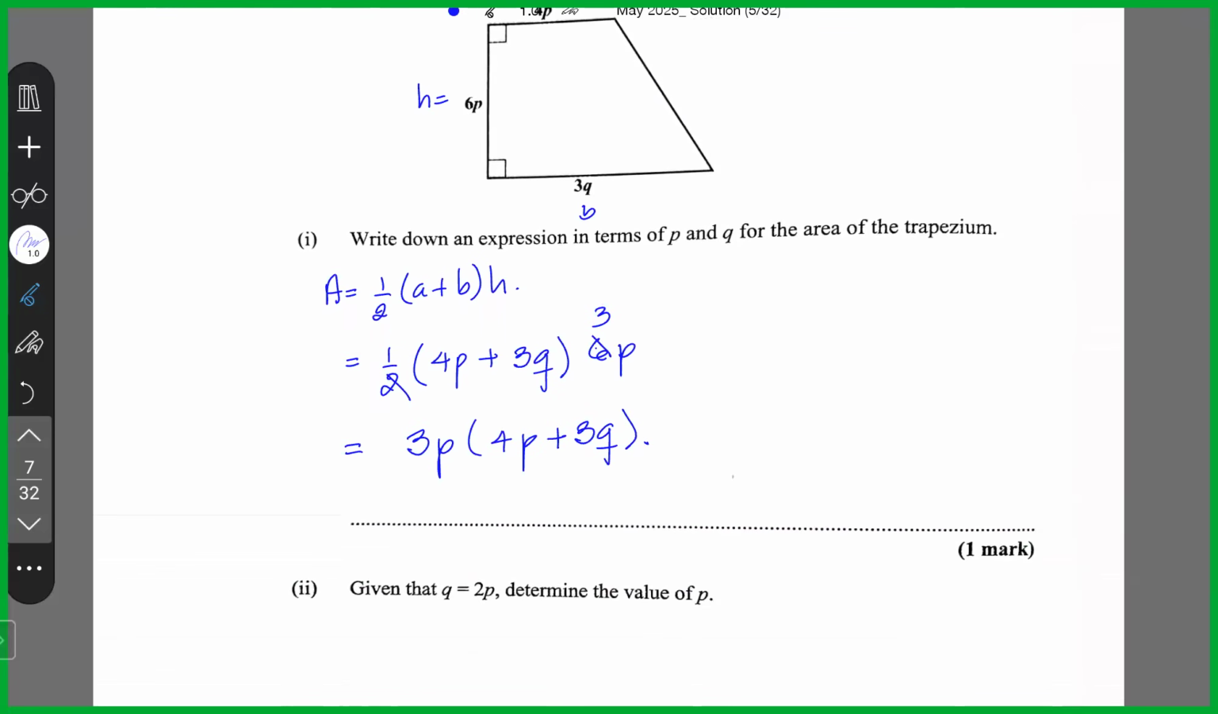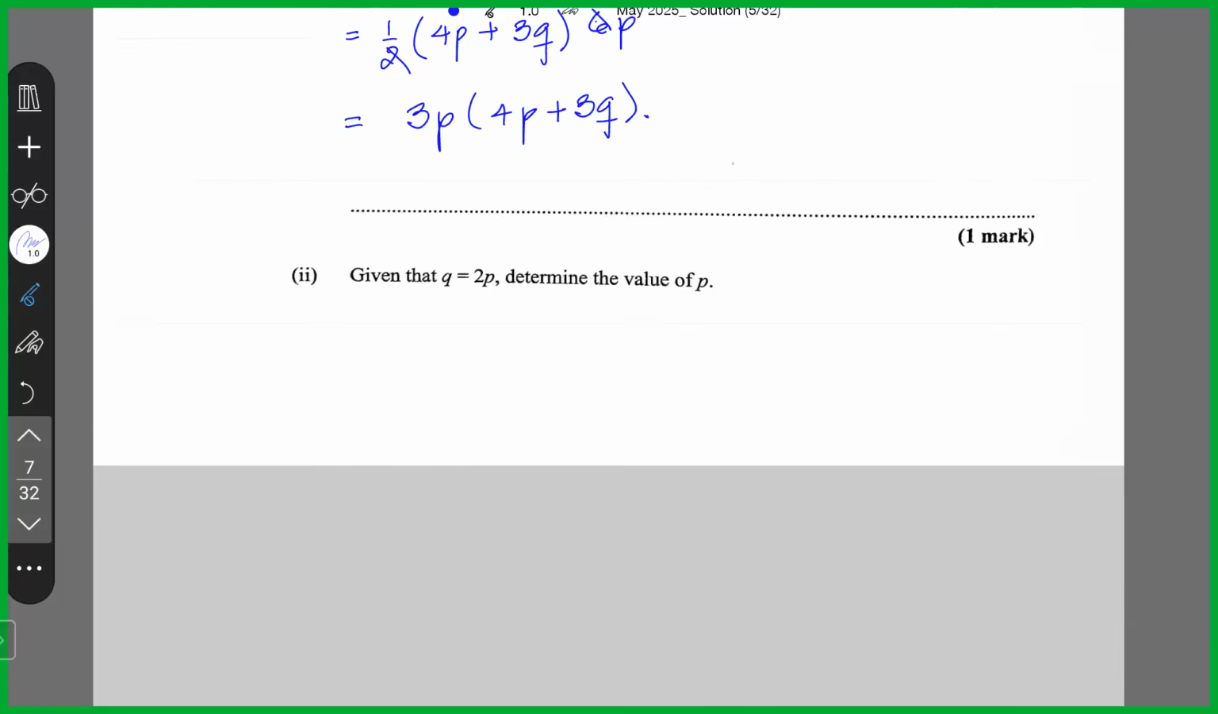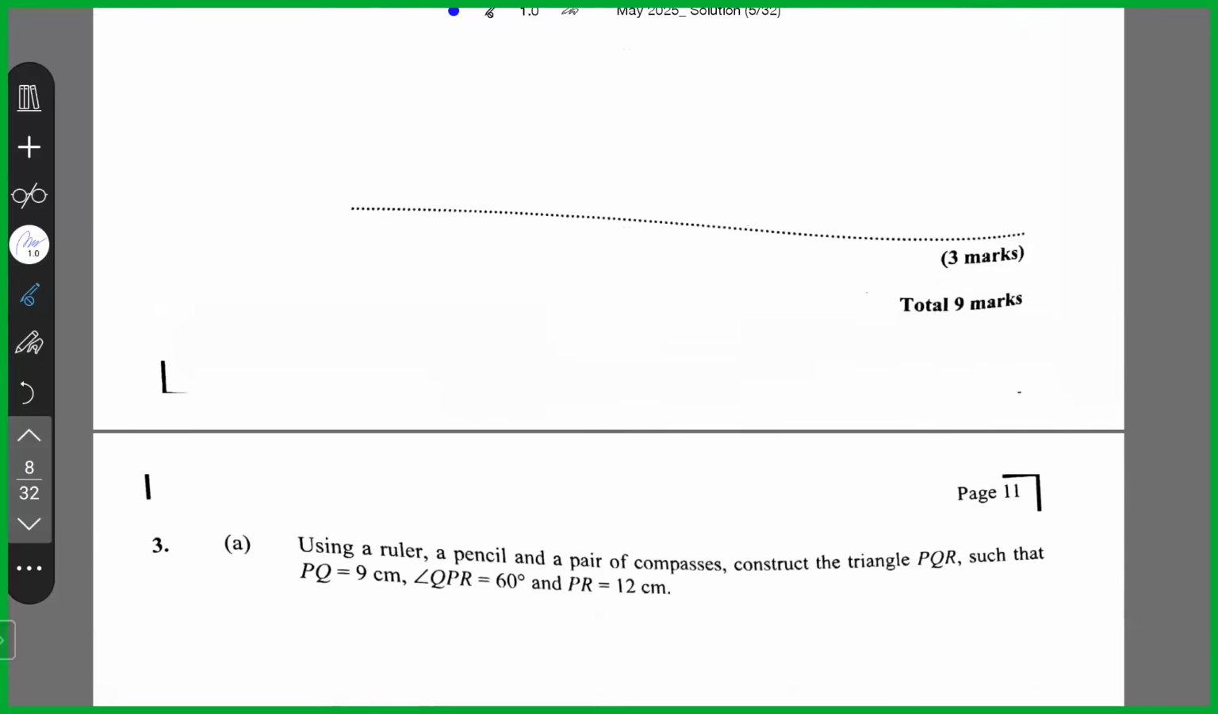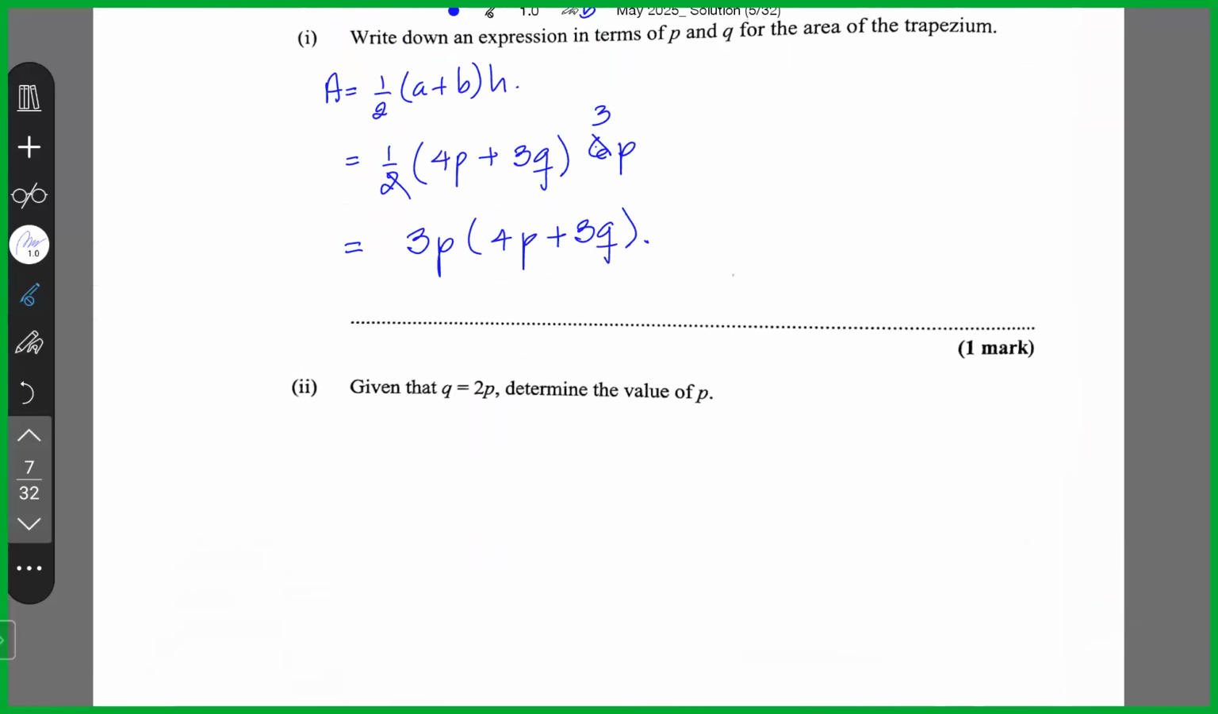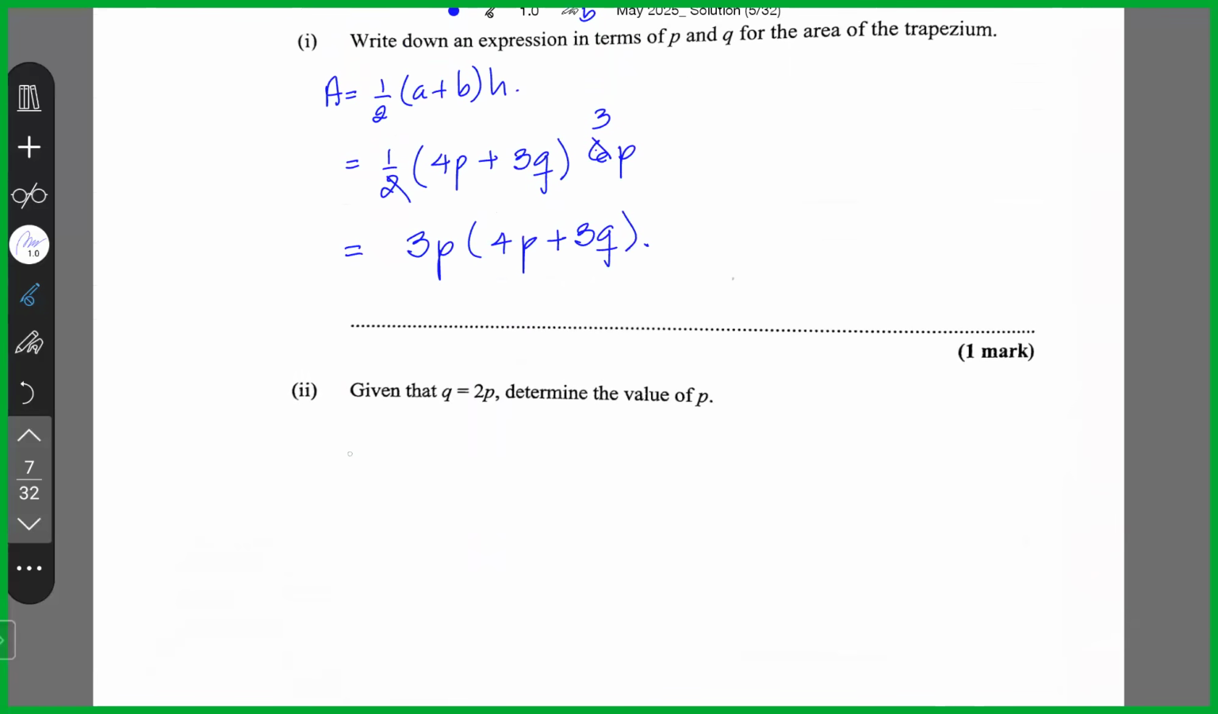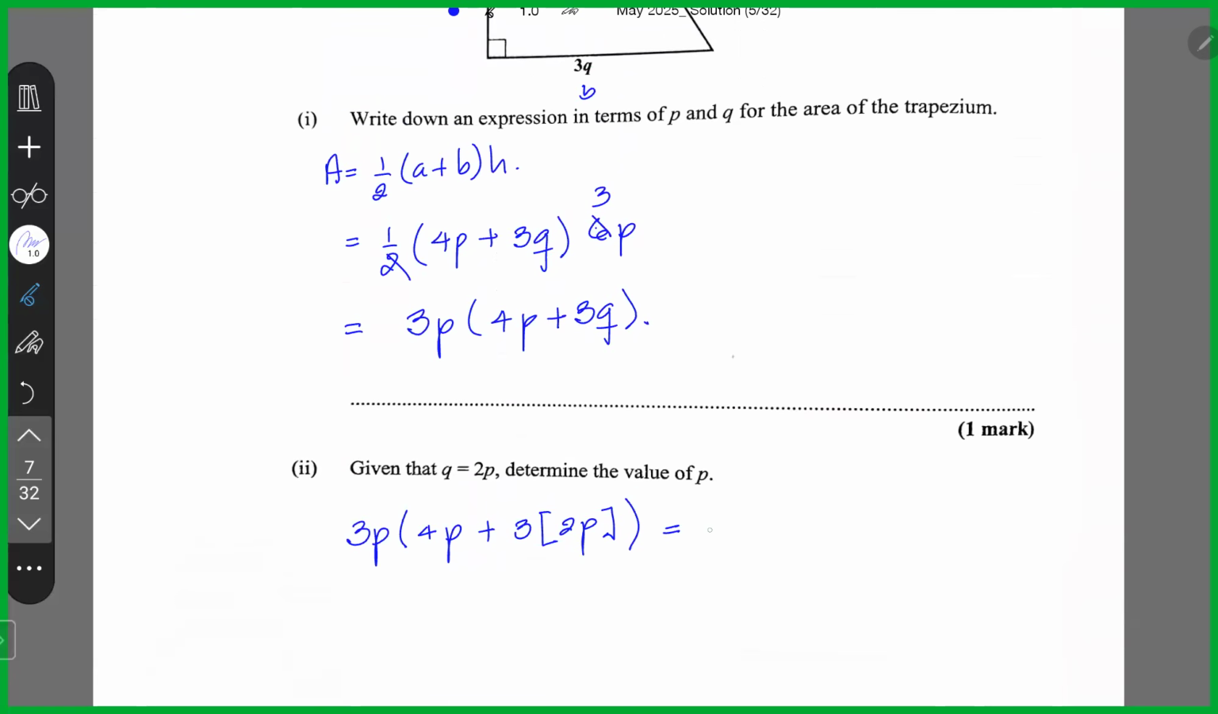Now, given that q is equal to 2p, determine the value of p. All right, so q is equal to 2p. So wherever I see q, I can put 2p. So this is 3p, 4p plus 3 times q, which is 2p. And this area is equal to, we are told, 750 square units.